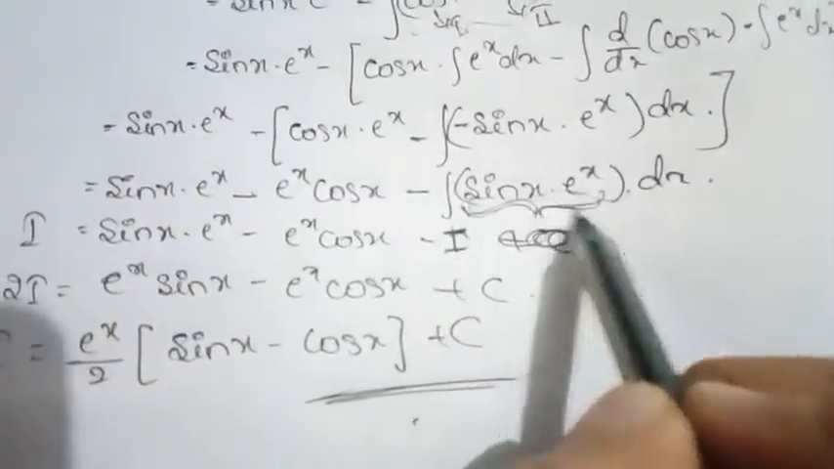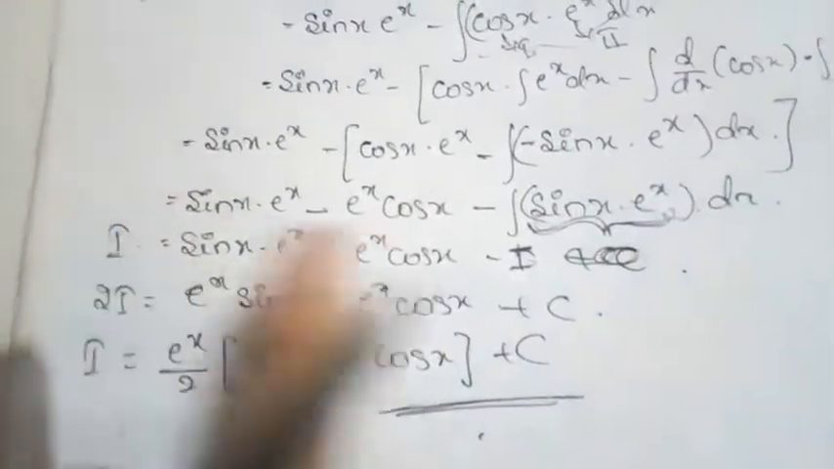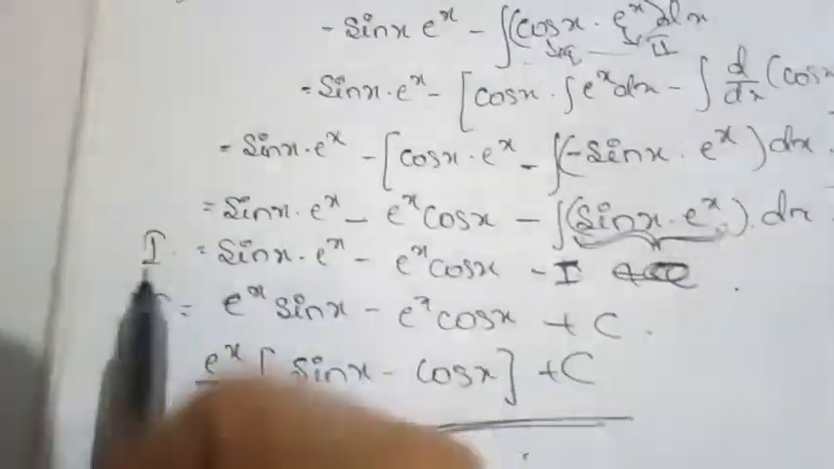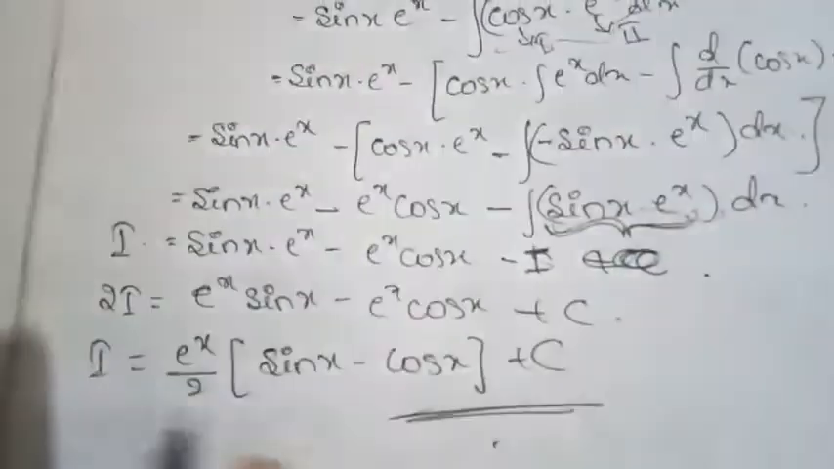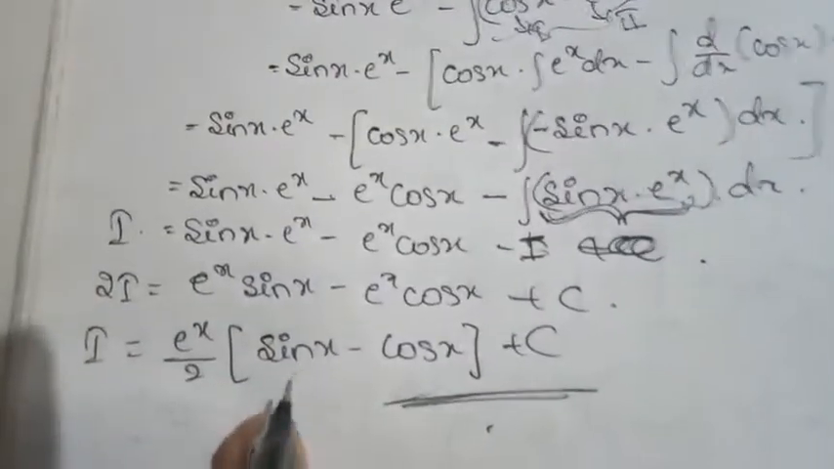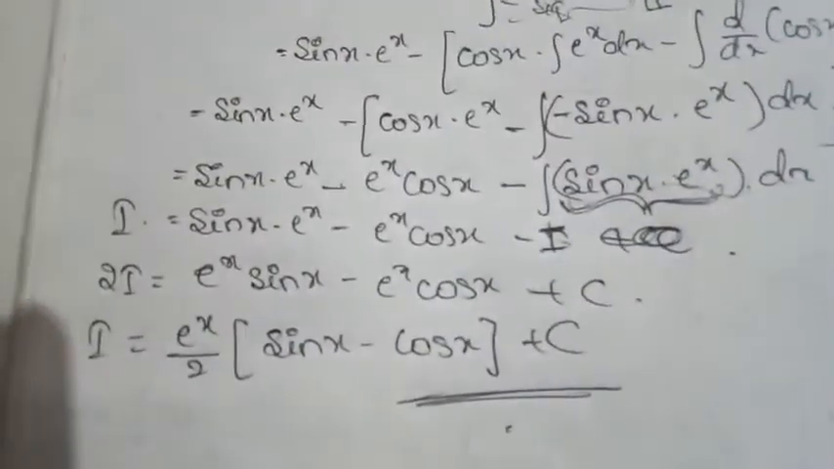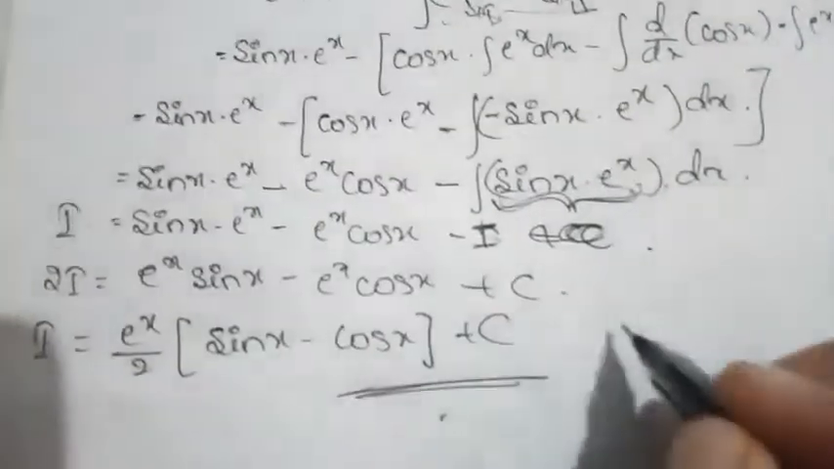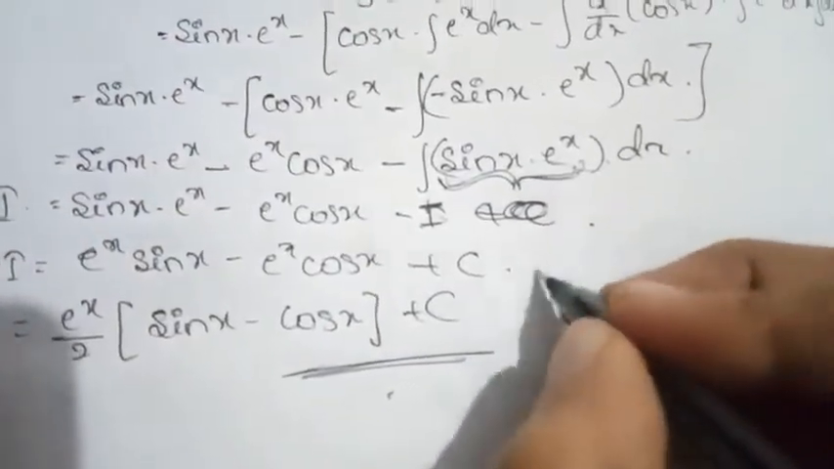Take sin x into e power x as equal to I and move that towards the LHS, and whatever adding or subtracting takes place, move the constant or the magnitude of I towards the RHS and get the value of I. That's all. Similar to this type of question, there is one question in your exercise 7.6.